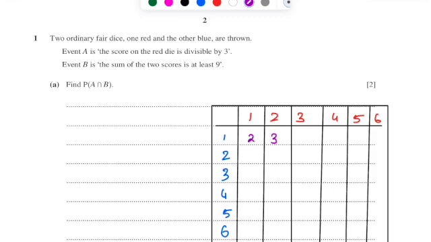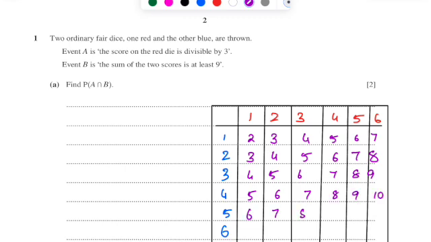So it's going to be 2, 3, 4, 5, 6, 7, 3, 4, 5, 6, 7, 8, 4, 5, 6, 7, 8, 9, 5, 6, 7, 8, 9, 10, then 6, 7, 8, 9, 10, 11, 7, 8, 9, 10, 11, 12. Now event A is the score on the red die is divisible by 3.